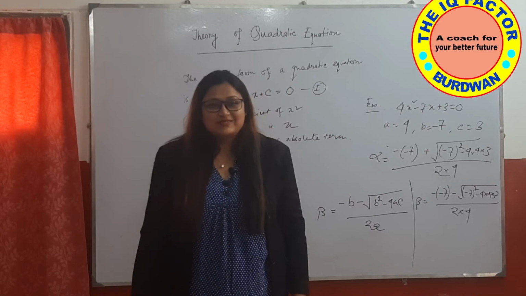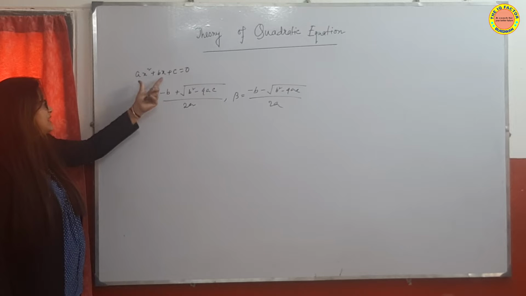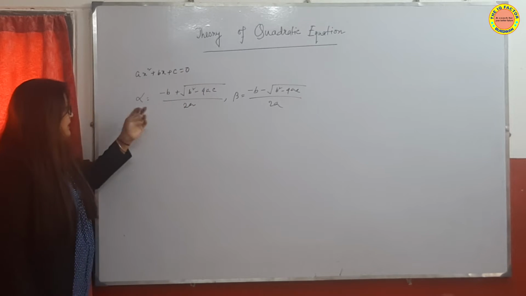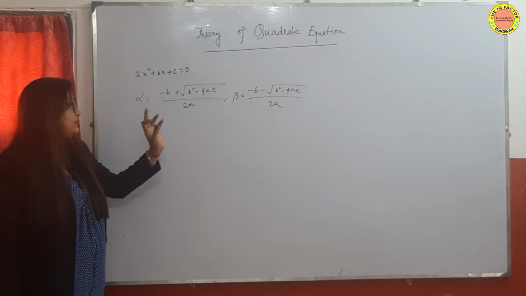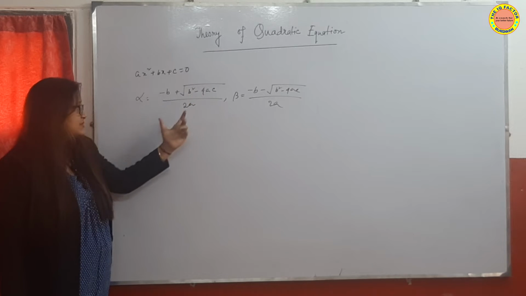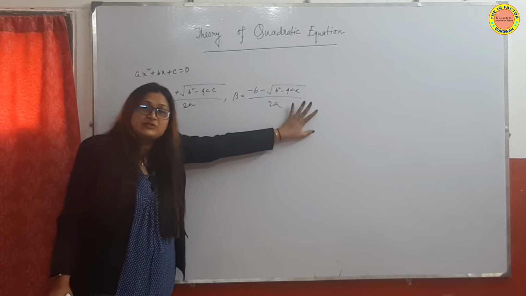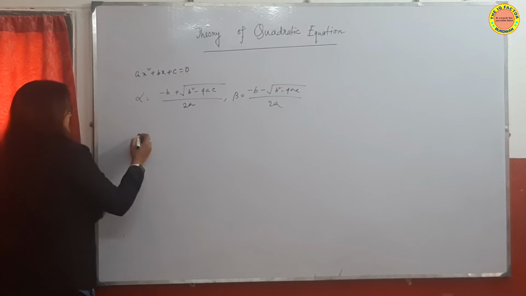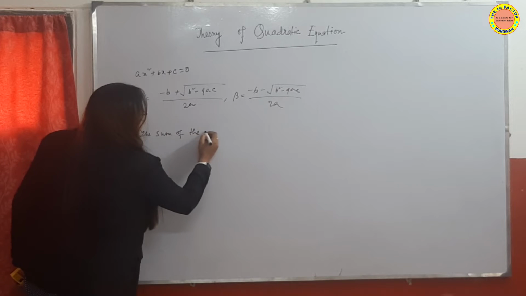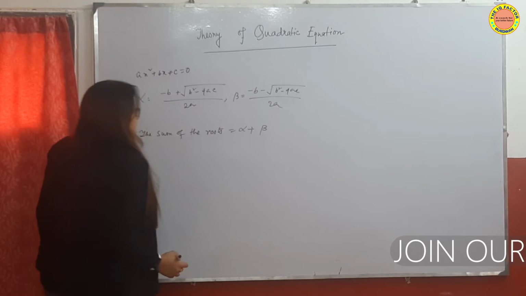So, we know if the quadratic equation is ax square plus bx plus c is equal to 0 and it has two roots, and the roots are alpha, beta, we know the value of alpha is minus b plus square root of b square minus 4ac by 2a and beta is equal to minus b minus square root of b square minus 4ac by 2a. Now, we will find out the sum of the roots, that is alpha plus beta.